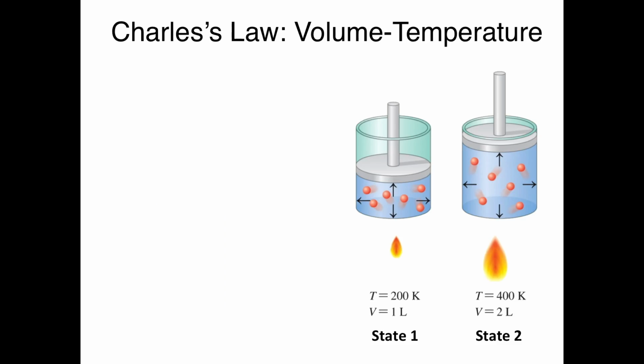All right, so let's take a closer look at Charles' law. Again, a relationship between volume and temperature. We're going to use our piston and our chamber once again. Okay, so we can measure that in the first state, it has a temperature of 200 Kelvin and a volume of 1 liter. Now, if we were to increase the flame, adding more heat into this sample, let's say double it from 200 to 400, what do you think will happen on a molecular level?